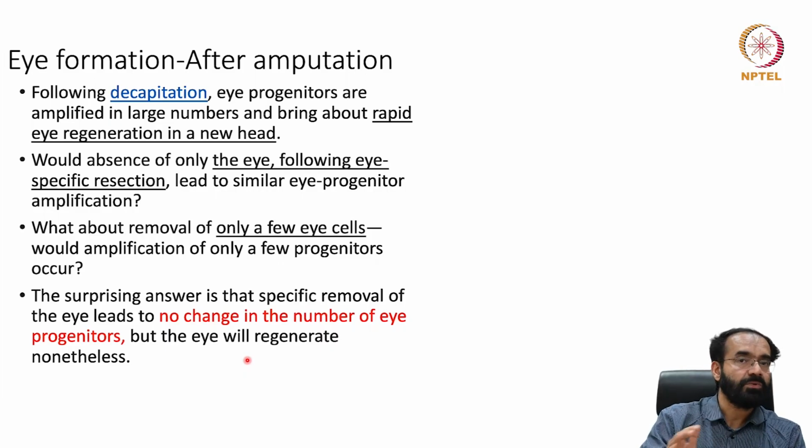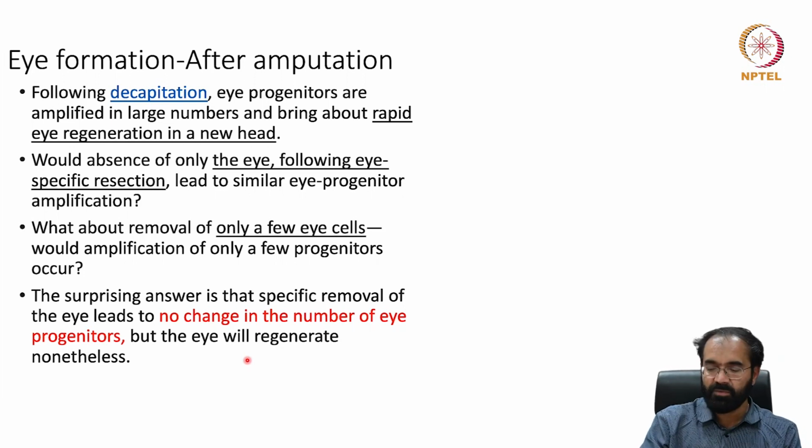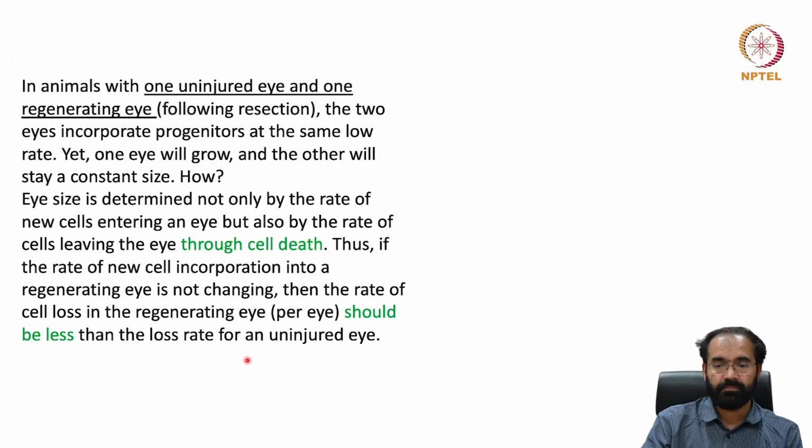The same logic applies to other tissues. The eye is a specialized organ which you can easily spot and very easily monitor under a microscope, unlike other cell types. That is why people work on the eye, but other tissue types also follow a similar pattern.